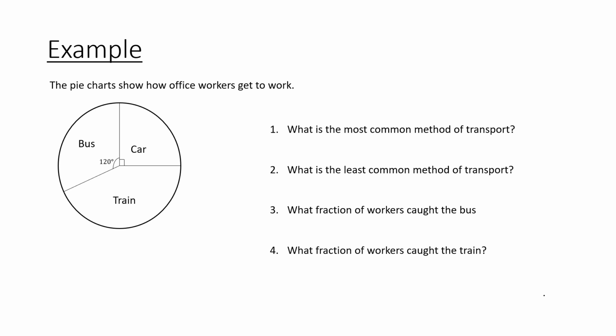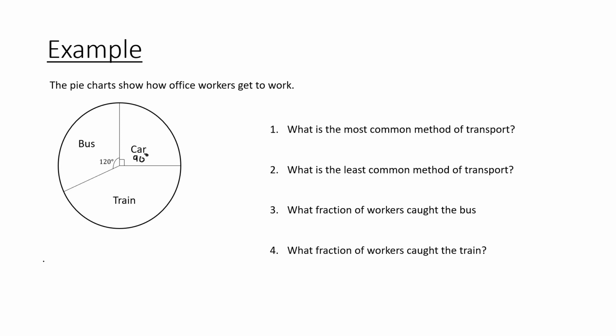Now let's have a look at this example. Please do copy it down as we are going along. So the pie chart shows how office workers get to work. First thing I would do is actually label my pie chart with any missing information. So if I was to write out my degrees for my car, I'd know that my degrees are 90 degrees because it's represented by that nice little square there.